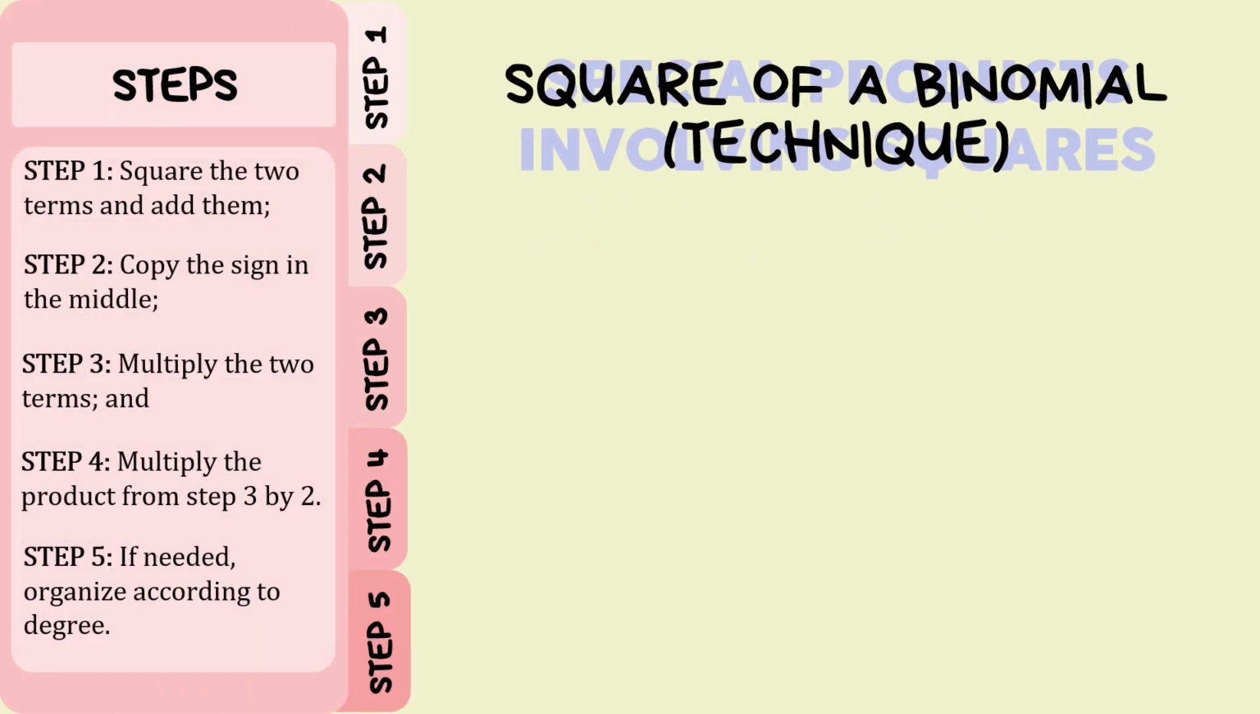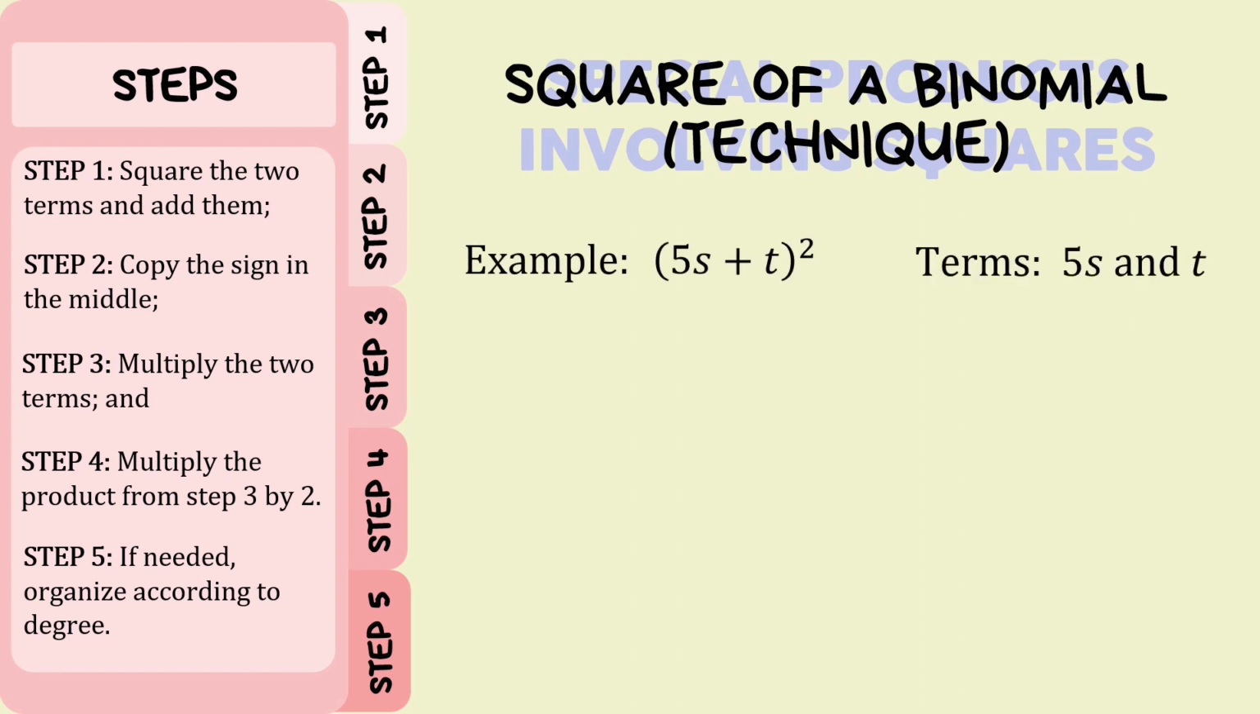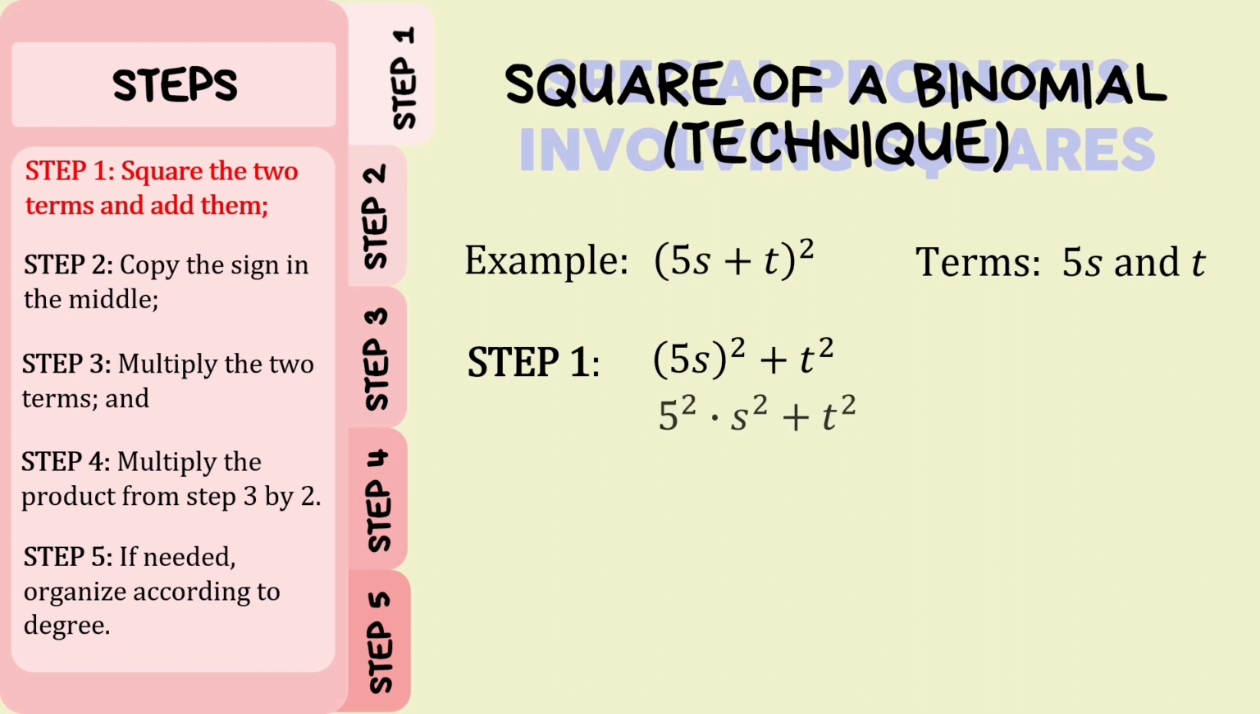Our example here is quantity 5s plus t squared, whereas our terms will be 5s and t. The first step is to square the two terms. Thus, we have 5s squared and t squared. For the first term, this would be 5 squared times s squared, and the second term will stay as is because we cannot simplify that even further. 5 squared will be 25 times s squared, so that will be 25s squared, and just copy the t squared.